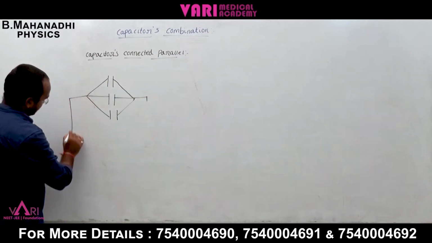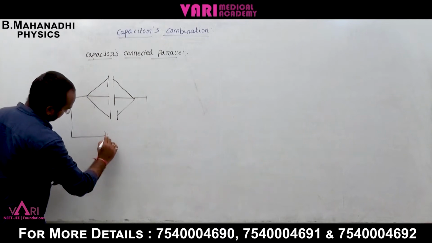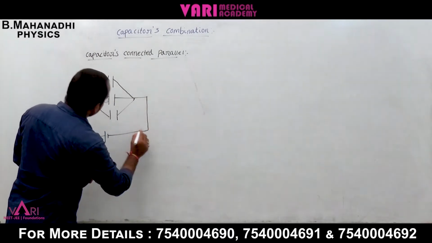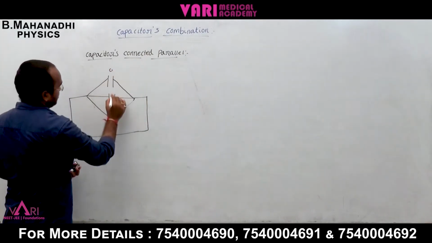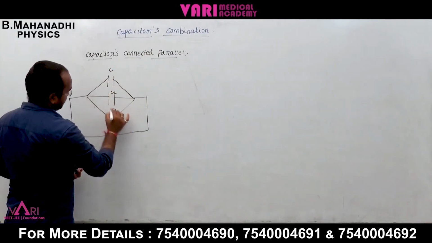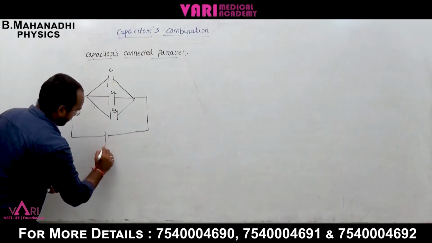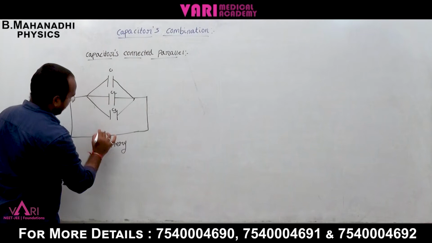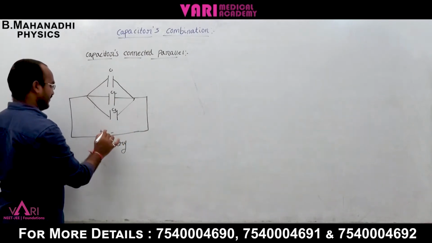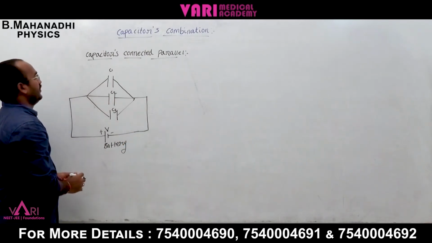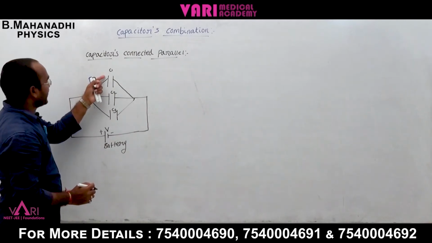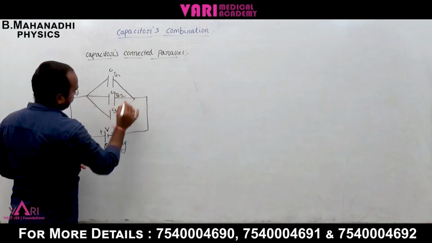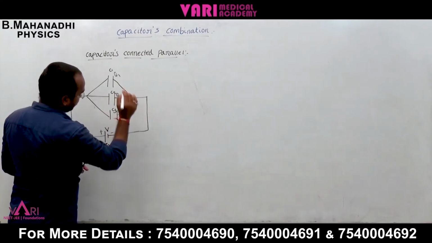Now, three capacitors are connected to a battery in parallel connection. First capacitance C1, second capacitance C2, third capacitance C3. Battery positive terminal, negative terminal, battery of potential V, and the first capacitor of charge Q1, second capacitor of charge Q2, third capacitor of charge Q3.